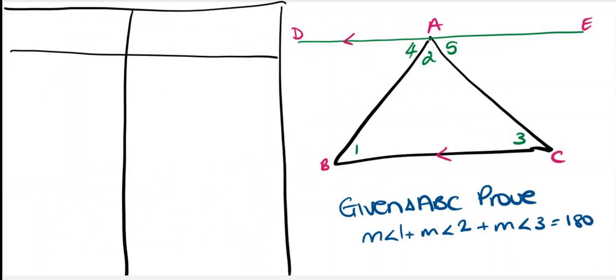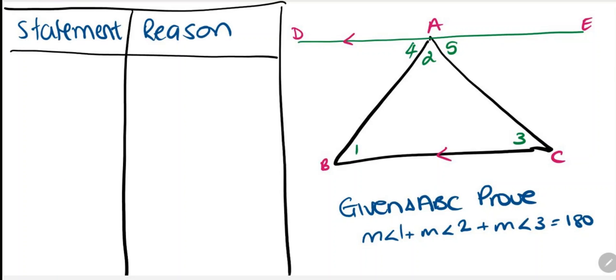Okay, so if we have a look at this triangle, we need to prove that in triangle ABC, angle 1, angle 2 and angle 3 add to 180. So we're going to do our statement and our reason. And the first thing we always do is what we're given. So we're told the triangle ABC, and this is given.